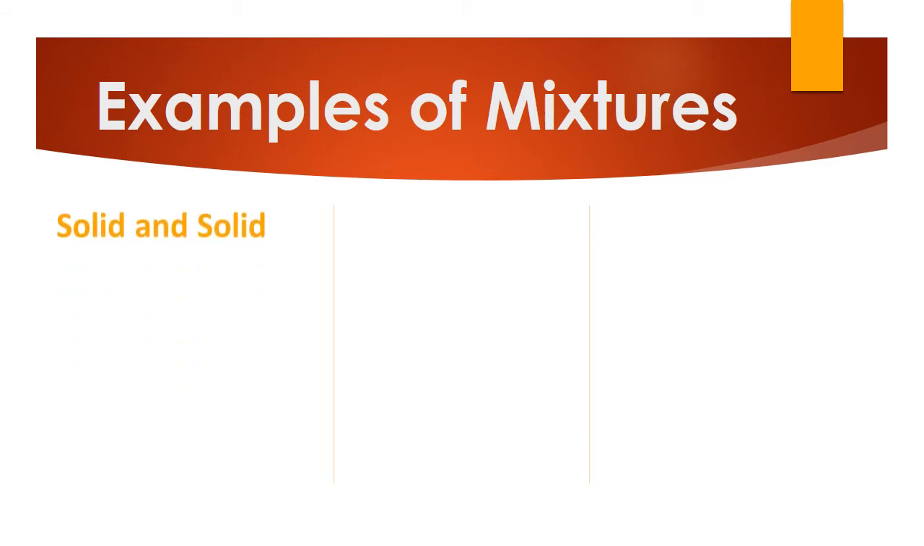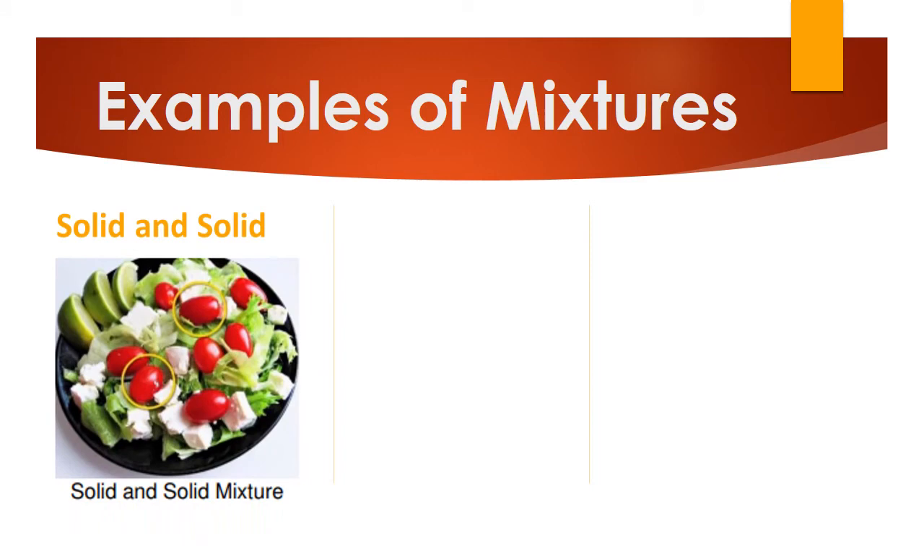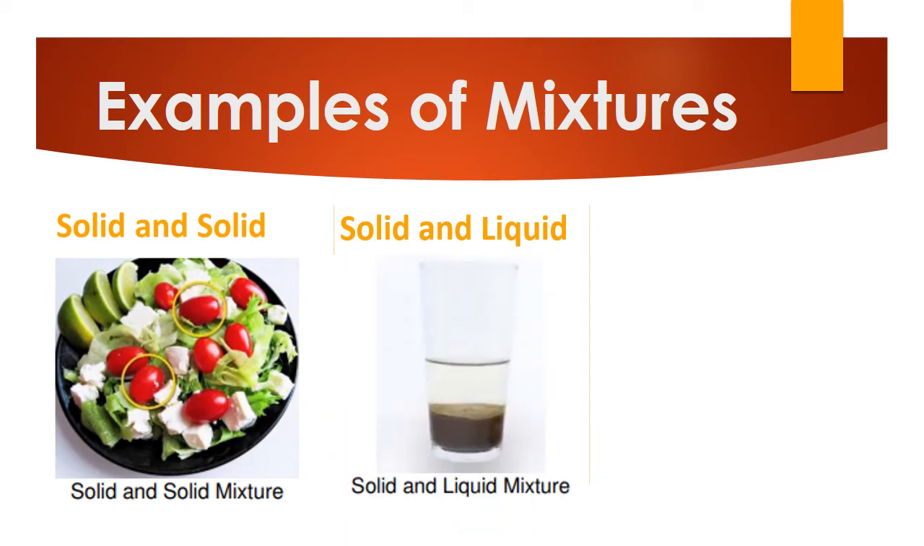Examples of mixtures. Solid and solid mixtures. We have our salad, which is a mixture of your tomatoes, your feta, your onion, your lemon, and your lettuce. All these are solids, and they can be hand-picked, separated. Solid and liquid. We have our sand and water in that glass. That is an example of a solid and a liquid mixture.